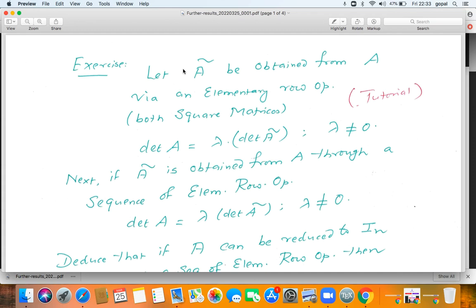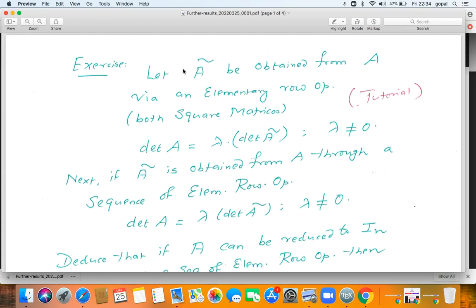Now here A and A tilde are square matrices. Because they are square matrices, I can talk about the determinant of A. If you perform an elementary row operation on a square matrix, say interchange of two rows, the determinant picks up a minus sign. Adding to a given row a multiple of another row, the determinant remains unaltered. Multiplying a certain row by a non-zero number, the determinant gets multiplied by that non-zero number.